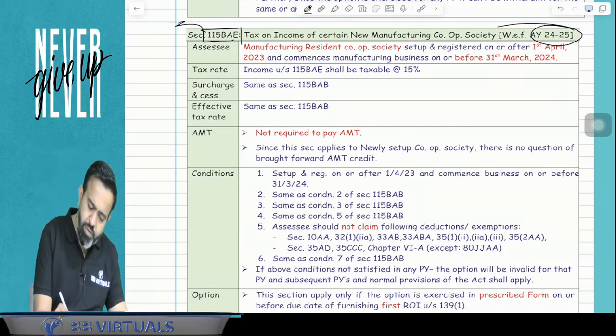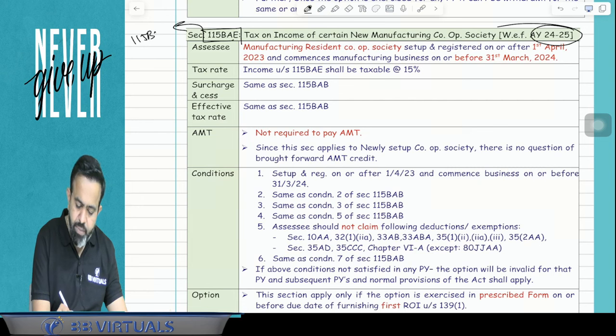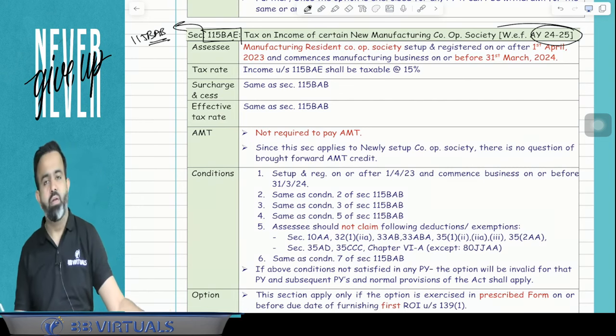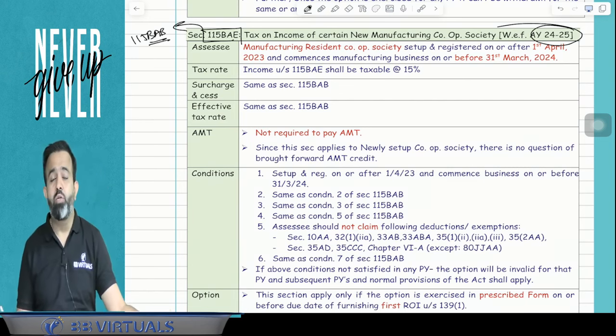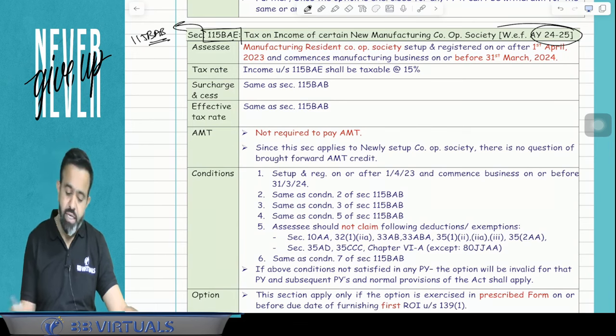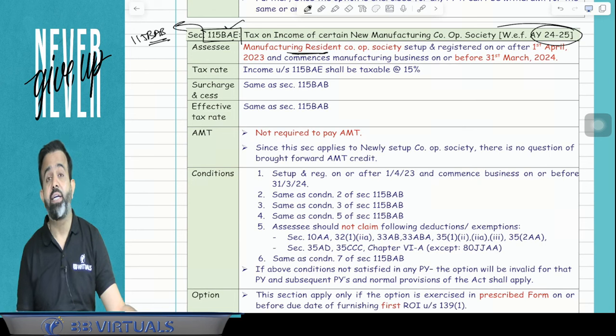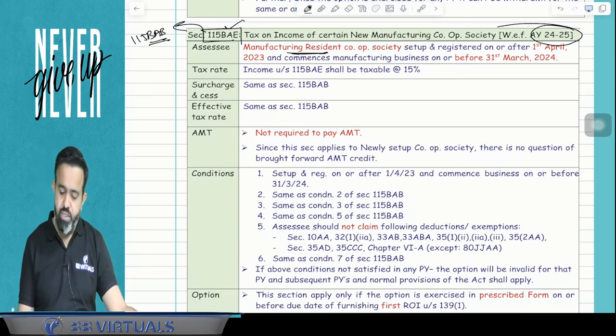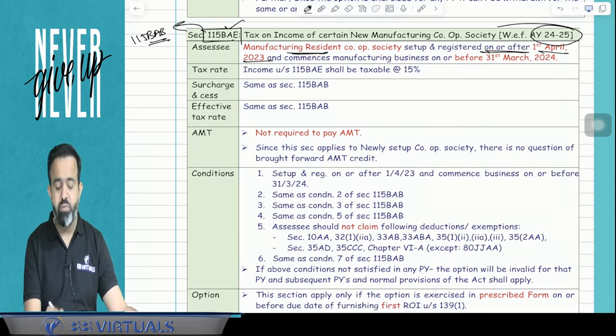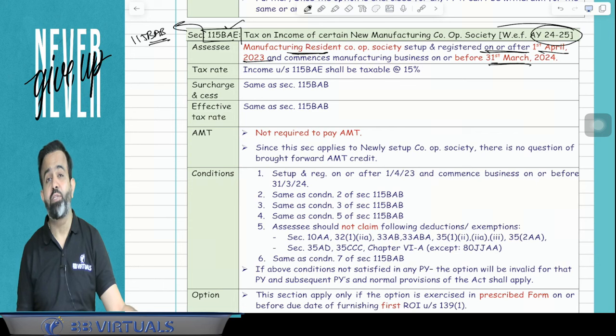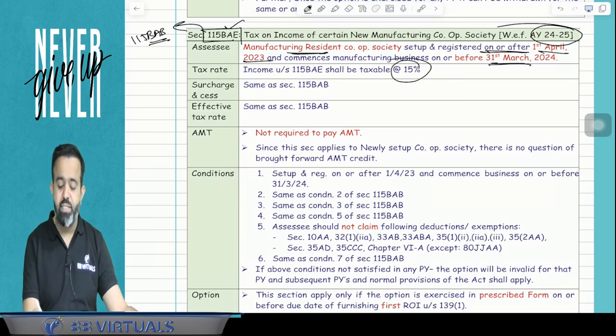And this 115BAE is basically similar to 115BAB. 115BAB was applicable to a new domestic manufacturing company. This section is applicable for a new manufacturing resident cooperative society, set up and registered on or after 1st April 2023, that started the manufacturing business till 31st March 2024. Their tax rate is 15%.